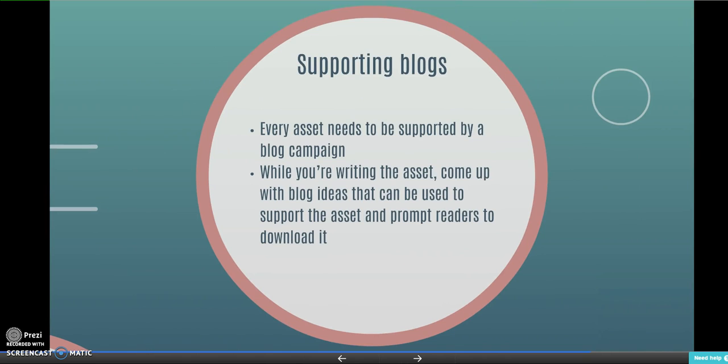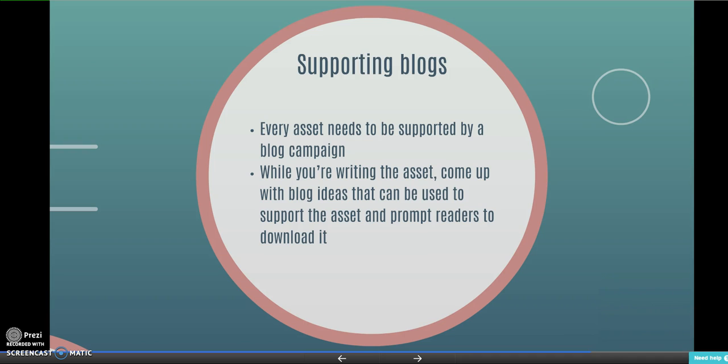Supporting blogs. Every asset needs to be promoted on your blog and on your website. The way that you do that is by writing supporting blogs. So while you're writing your asset, you need to be constantly thinking of blog ideas, because it's just easier that way when you have a little library of blogs on hand when you start promoting the asset.